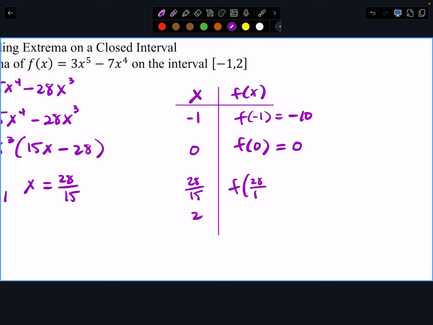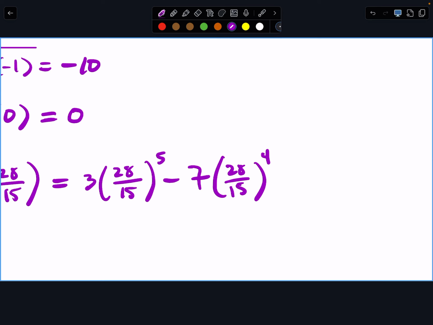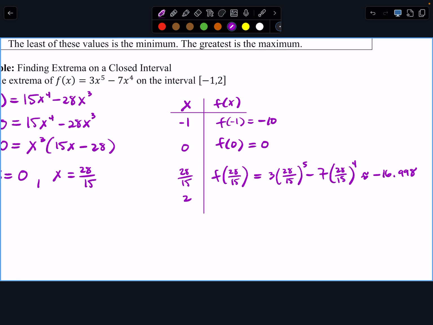F of 28/15, lovely. So that's plugging in 3 times 28/15 to the 5th power minus 7 times 28/15 to the 4th power. Sorry guys, I can't do that in my head. If you put it into your calculator, I believe it ends up being -16.998. And then f of 2 ends up being equal to -16.